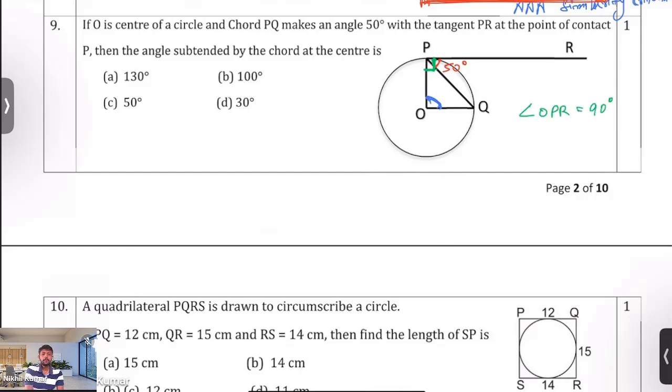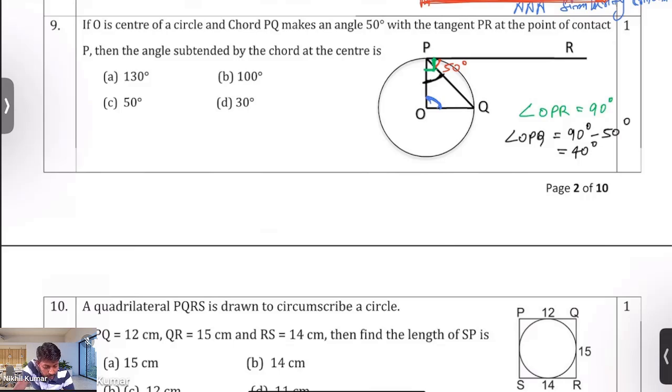Angle OPR. So angle OPR is equal to 90 degrees. Okay, and now if I know angle OPR, can I find this angle? Angle OPQ. Can you find this angle? Angle OPQ is going to be 90 degrees minus 50 degrees, which is equal to 40 degrees. Okay, so I've found out angle OPQ, which is 40 degrees.